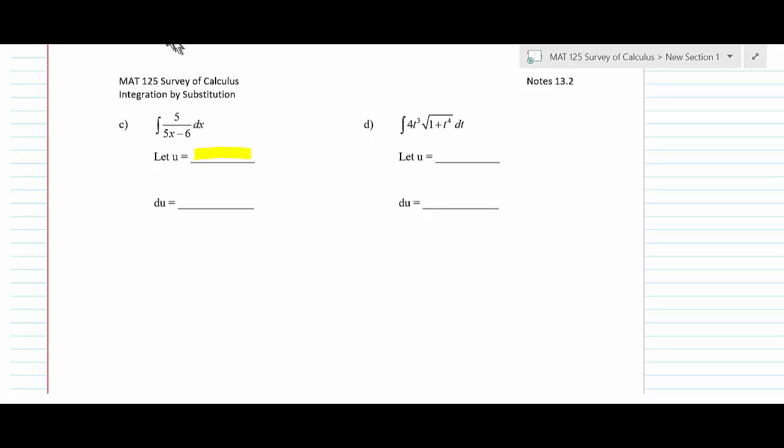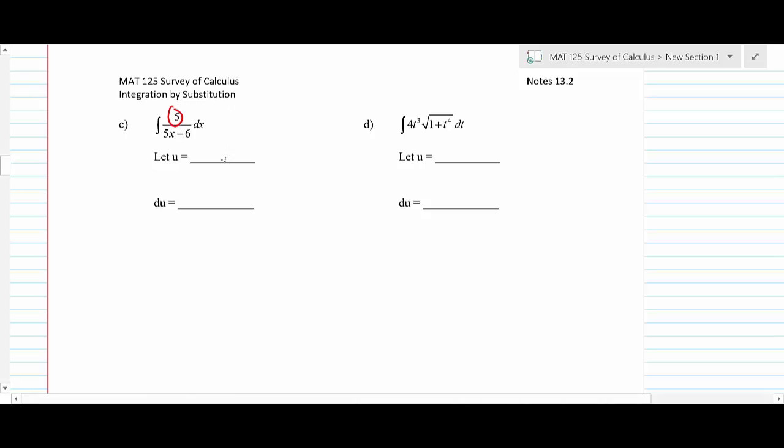Now I'm going to do it wrong on purpose, just as a good way to teach this. Let's just say that I'm going to let that be 5. Well, then what would du be? What's the derivative of 5? That's a bad idea. You don't have that. What do you think?